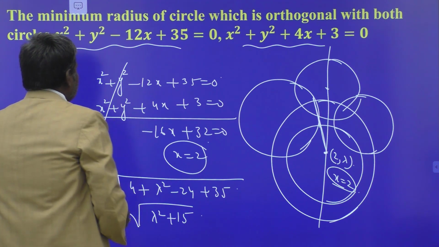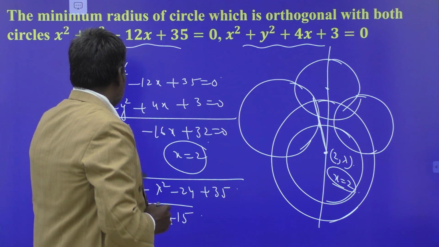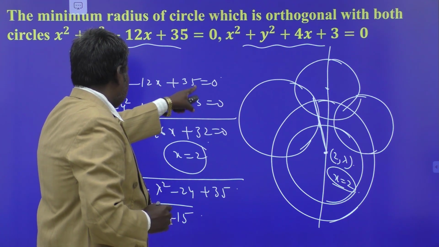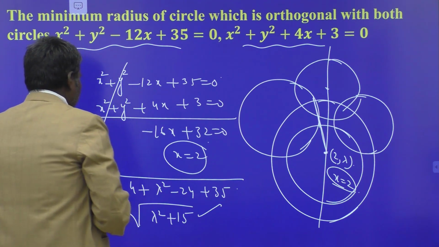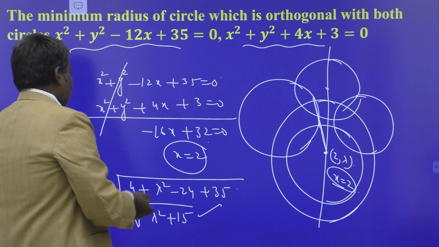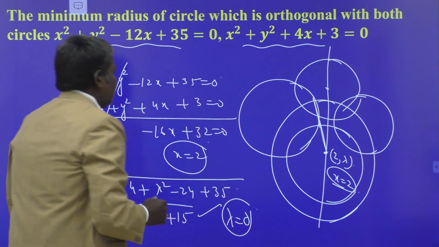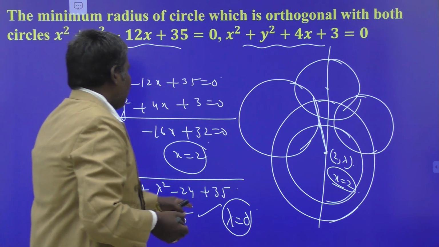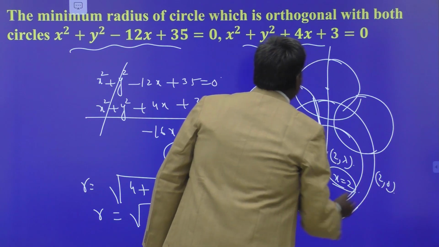This is 4 plus lambda square. We are substituting here: 4 plus lambda square minus 24 plus 35. This is the radius. R is equal to root of lambda square plus 15. For what value of lambda do we obtain the minimum value? For lambda equal to 0, we obtain the minimum value. So for lambda equal to 0, the center of the circle is (2, 0).